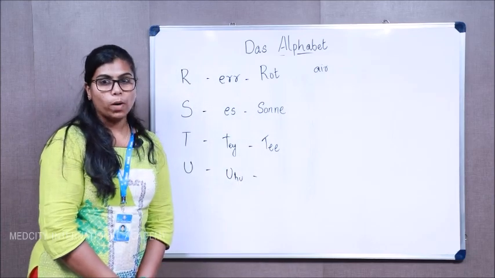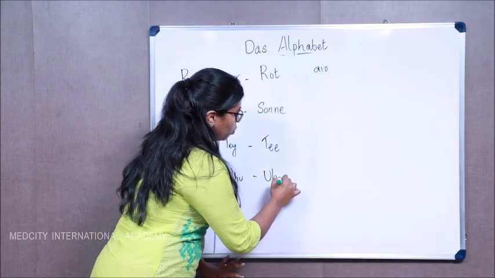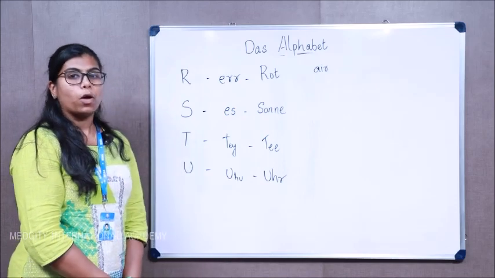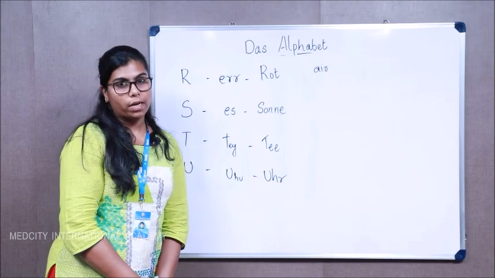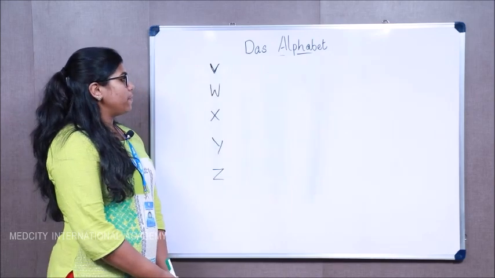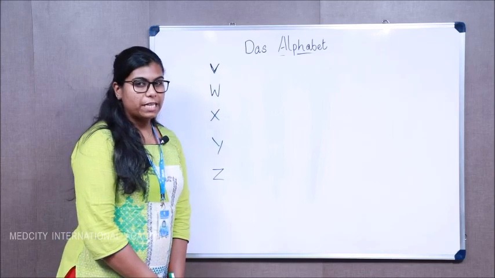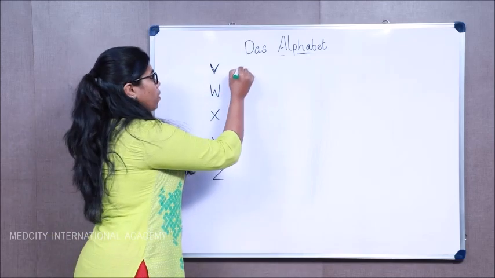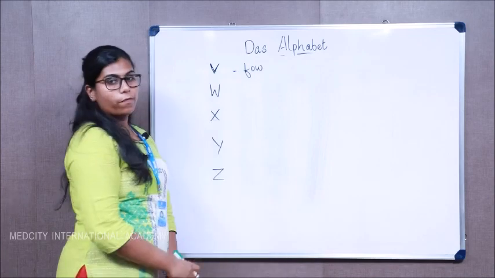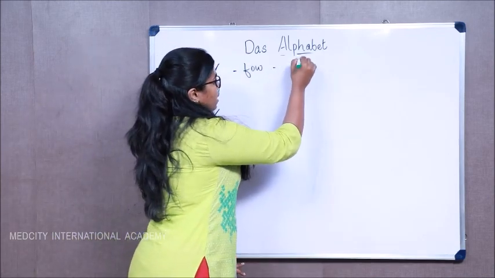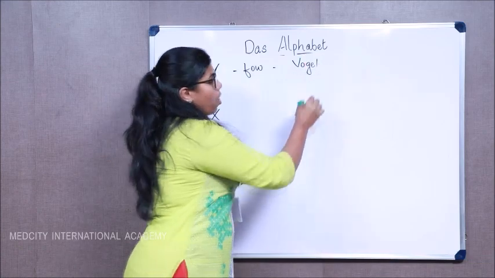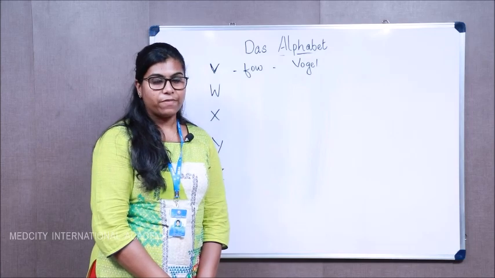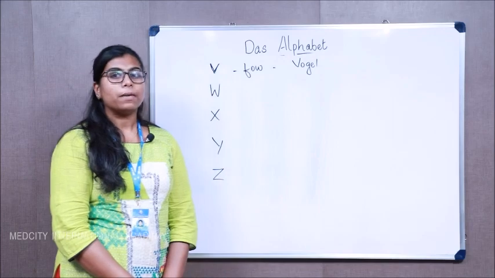For example, Uber. In English, it is pronounced as U, and in German, it's U. For example, we can say Uhr. Uhr means clock. So the next alphabet is V. It is pronounced as V in English, and in German, it is pronounced as V. For example, we can say Vogel. Vogel meaning bird.